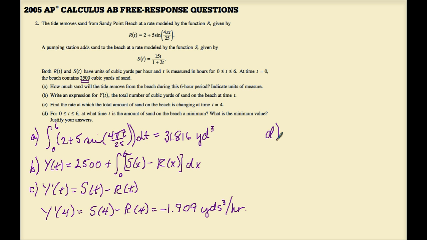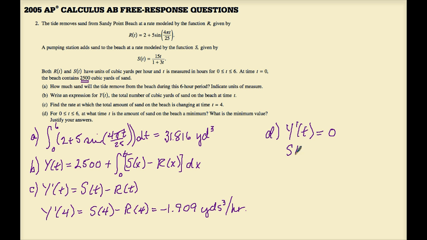Letter D. For 0 less than or equal to t less than or equal to 6, at what time t is the amount of sand on the beach a minimum? What is the minimum value, and justify your answers. Y of t is the expression representing the total amount of sand on the beach at any time t. Therefore, the derivative of this expression will yield critical numbers when set equal to 0. Therefore, we'll need to see if there are any places when y prime of t is equal to 0.